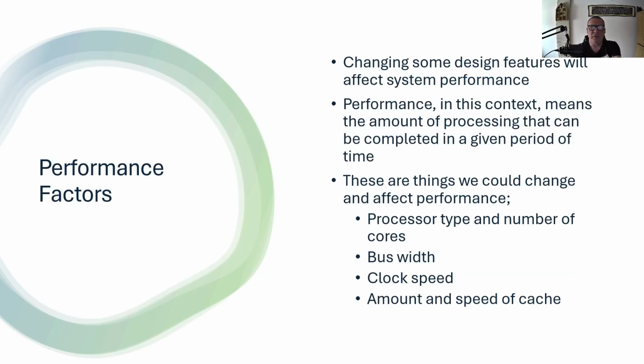So a number of things affect the performance of your system. Some of them we look at in this course. If we change things, we can affect the performance. And performance in this case means basically the throughput, how much work we can get done in a set period of time. Obviously, improving performance means getting more work done in that period of time. The things we look at for CIE that affect performance are the processor type and number of cores, the bus width, the clock speed, and the amount and speed of cache. So let's have a look at those.